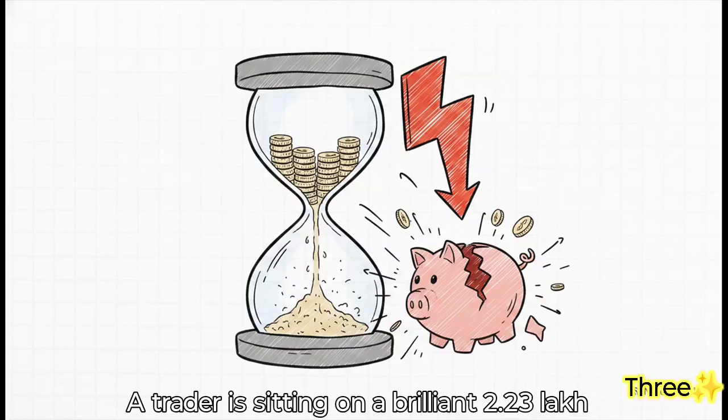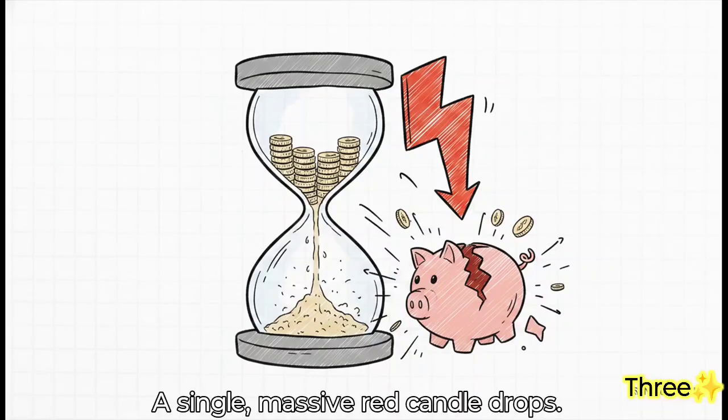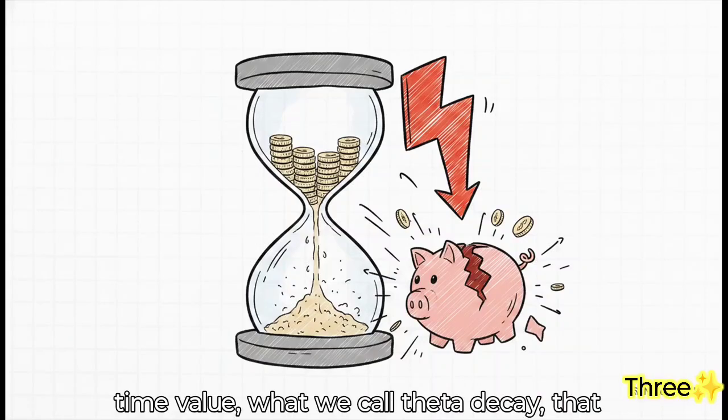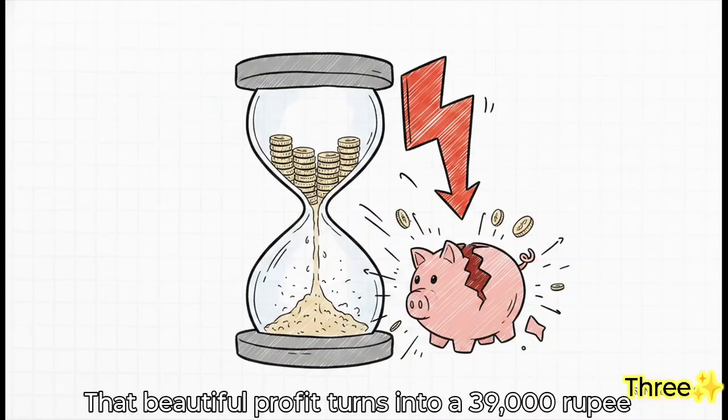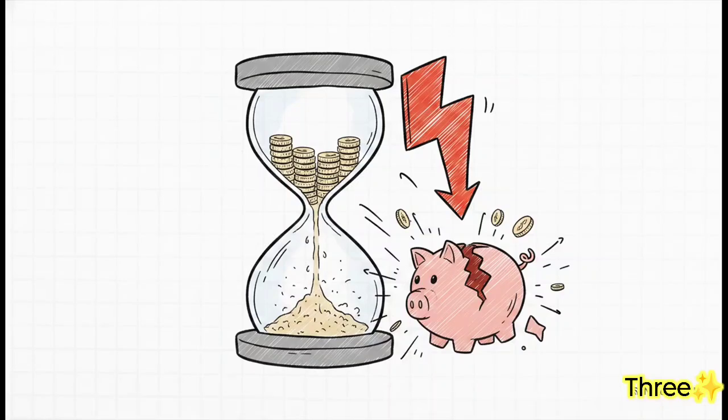A trader is sitting on a brilliant 2.23 lakh profit for the week. Fantastic, right? But they take one more trade on expiry day, looking for a breakout. It fails. A single, massive red candle drops. And because of the rapid decay of the options time value, what we call theta decay, that beautiful profit turns into a 39,000 rupee loss in a matter of minutes. If you get greedy on expiry, volatility will take the whole shebang.